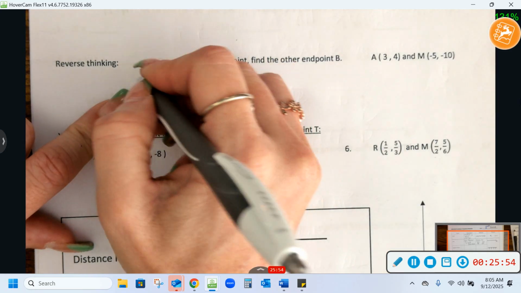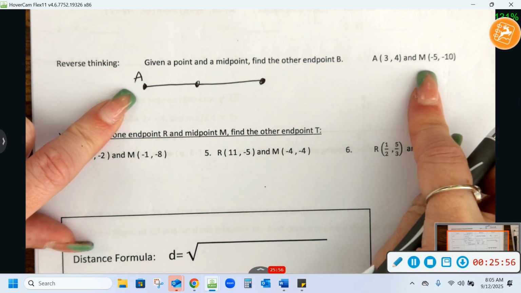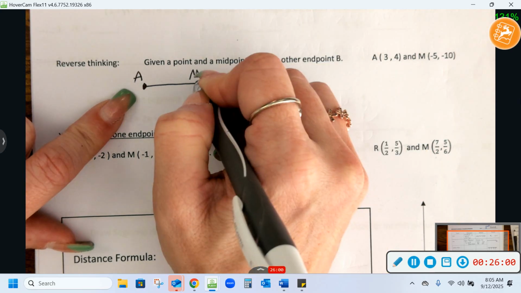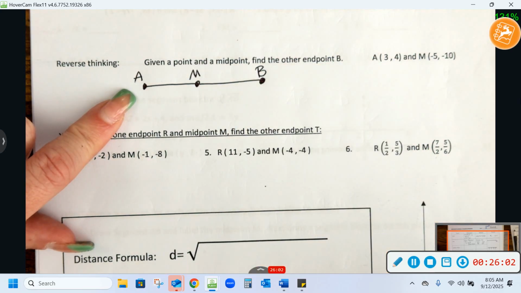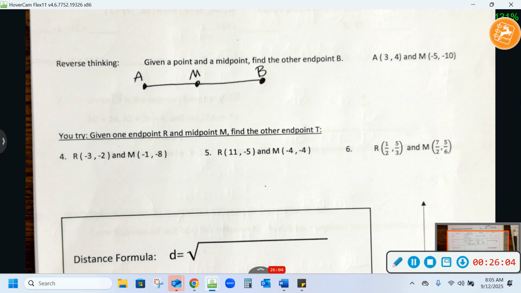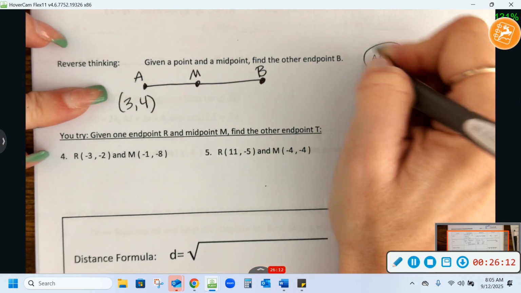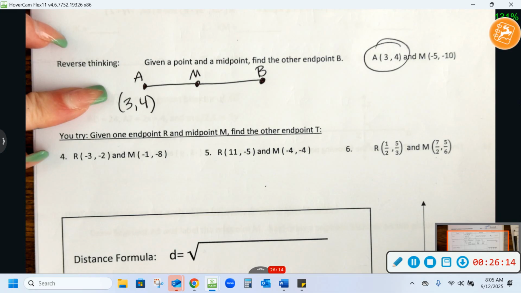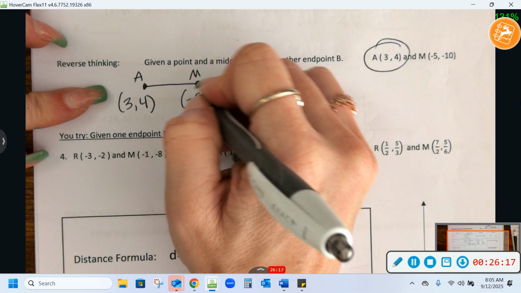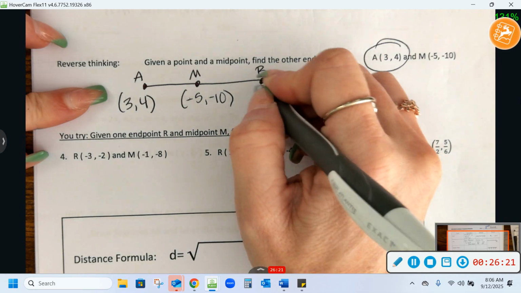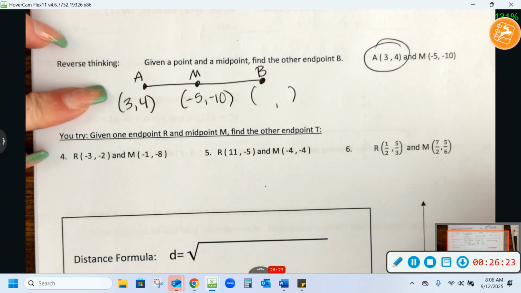A is my first endpoint. M is what they're calling the midpoint, and they want me to find this other endpoint B. They don't know where it's located. So I could go plot and figure this out. I could. Or I could simply say A is at 3, 4. M is at -5, -10. And we're trying to find where B is.